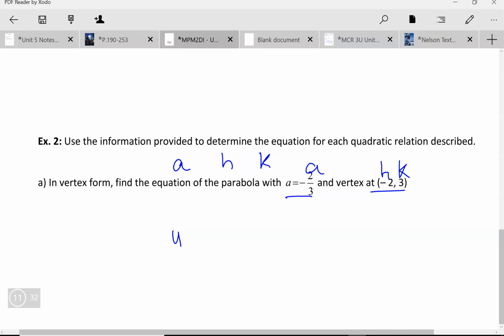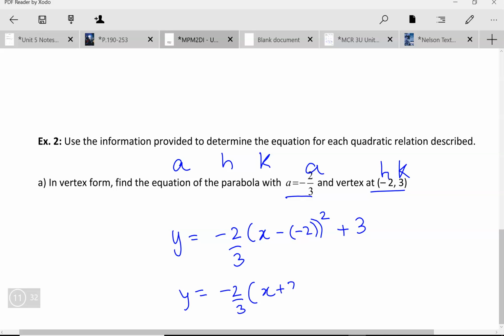So we're going to write y equals a, negative 2 over 3, bracket x minus h. So minus negative 2, I am going to write this extra step, which of course you don't have to write once you get good practice, plus k. So that's plus 3. So I am going to just quickly make this negative of a negative as x plus 2 squared plus 3, which is in fact what it's going to look like.